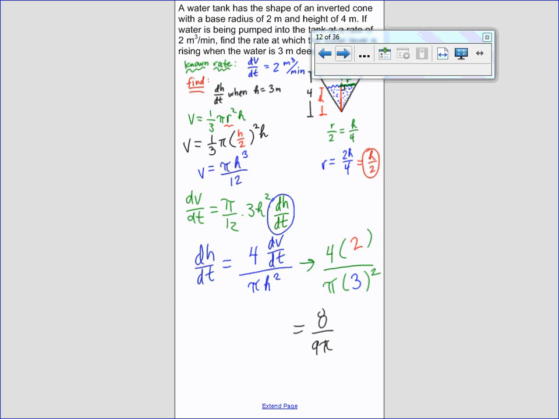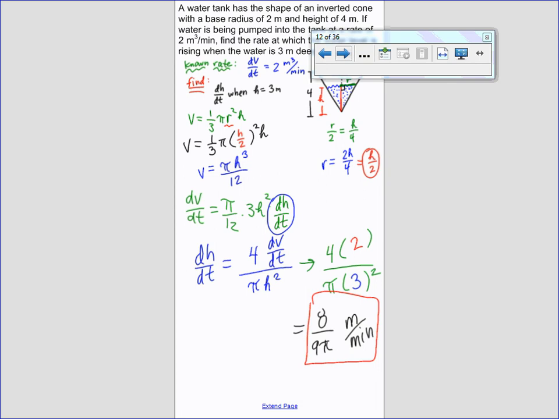And an appropriate label for dH/dt would be what? What will this be measured in? Meters per minute. Linear units for H over minute units for t, so meters per minute. Awesome, you guys. That was super sweet.